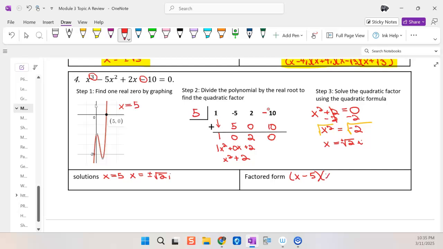And so one of these is going to be x minus root 2. The other one's going to be x minus negative root 2. And this will turn into a plus.